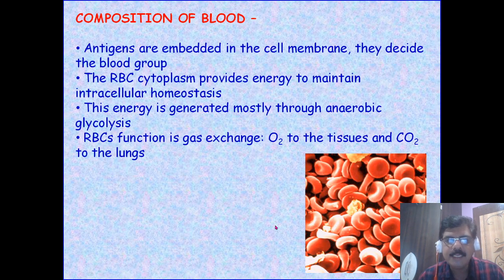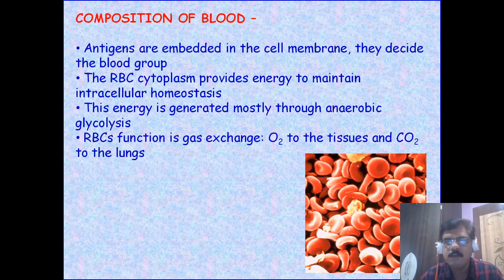Then the antigens are embedded in the cell membrane and they decide the blood group. Then in the RBC, the cytoplasm provides energy to maintain the intracellular homeostasis or steady state of the body, and this energy is generated by anaerobic glycolysis. The RBC's function is the exchange of gases, O2 to the tissues and CO2 to the lungs.